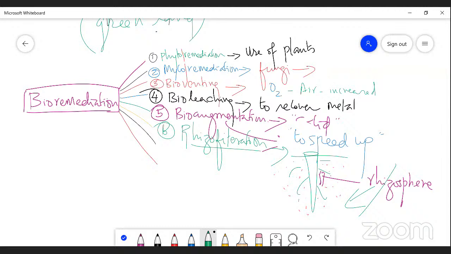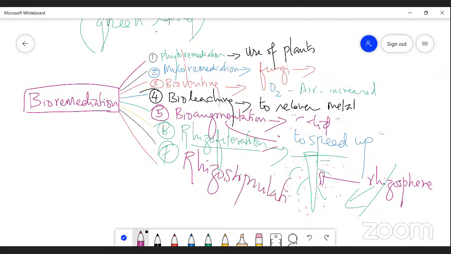And one more thing, rhizostimulation, right? I'm talking about the seventh one, rhizostimulation. Rhizostimulation is nothing but the growth of the living microorganisms which we use to degrade pollution or environmental pollution. That is called rhizostimulation. It is the growth of the living microorganisms which are involved in biodegradation or environmental degradation. In the process of degradation, some microorganisms are involved. So the rate of growth of such organisms is increased, right? So that is called rhizostimulation, right?